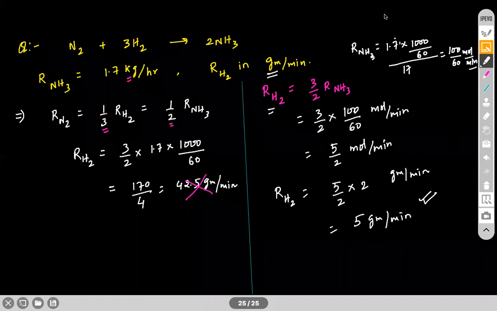The stoichiometric coefficient represents the number of moles. It is not a mass ratio, right? It is a mole ratio. So we can always compare with mole only. We cannot compare mass and mole. So whenever the rate is given in mass, then you have to change that mass into mole, and then we can do the calculation like this. Understood this? Clear?